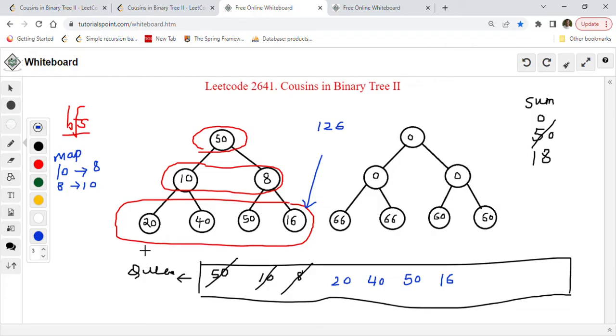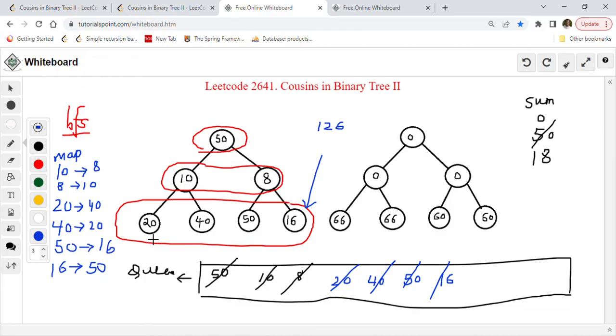Now when you process those nodes from the BFS, you removed all of them, right? And you also kept a relationship of who are the brothers of each other. So 20's brother is 40, right? 40's brother is 20. It is bidirectional, right? Both are brothers of each other here, correct? 50's brother is 16, and 16's brother is 50, bidirectional relationship. So far good. Okay, now you also know the total sum of this level, right?